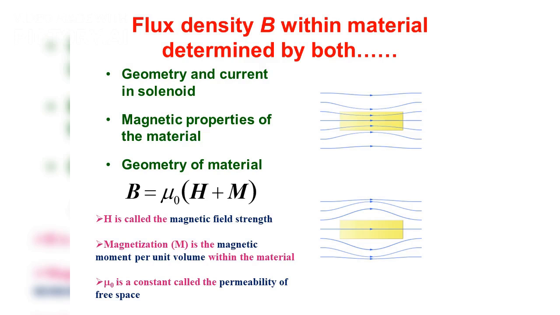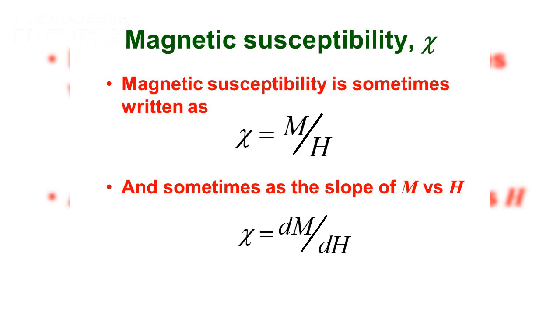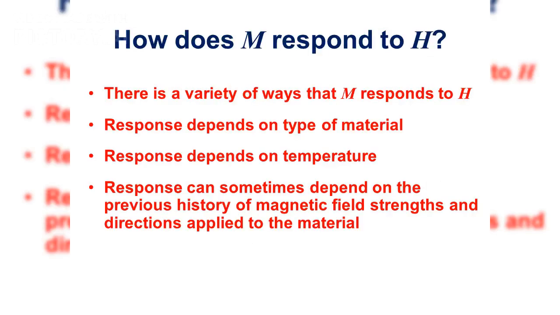Flux density within a material is determined by the geometry and current in the solenoid, as well as the magnetic properties of the material. In the absence of material in the solenoid, the magnetic flux density is determined solely by the magnetic field strength. Magnetic susceptibility measures how much a material will become magnetized in an applied magnetic field. The response of magnetization to an applied magnetic field varies with the type of material, temperature, and magnetic history.